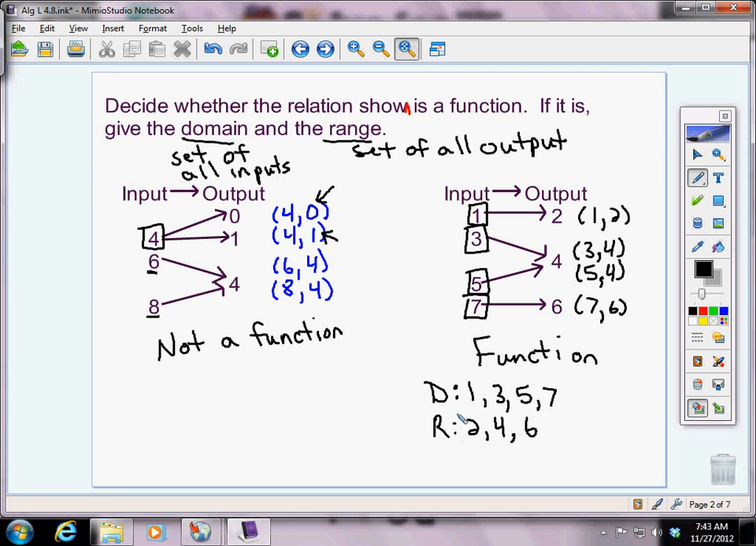Now I know the word range can get confusing because we also have range for mean, median, mode, and range, but this is a different range. Our domain is the set of all the inputs, or our x values. The range is the set of all the outputs, or our y values. And again, you write them in order from least to greatest, and if there was a repeat somewhere, you wouldn't write the repeat down. So if 3 was repeated twice here, you would only write 1, 3. So function, again, for every input, there is exactly one output. Domain and range: domain is the set of all the inputs, and range is the set of all the outputs.